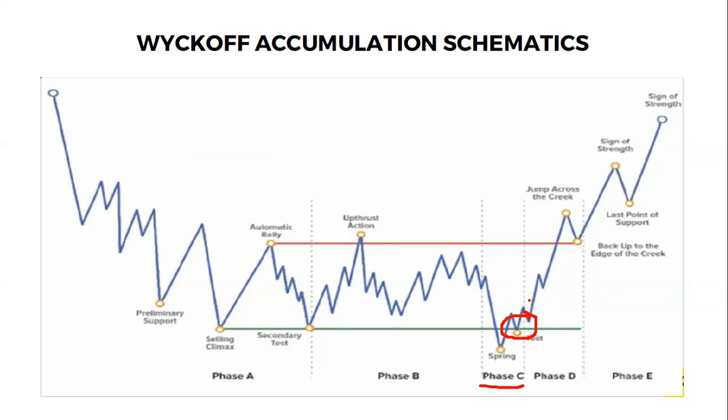Your first target after phase C can be the creek levels. You can keep your stop loss below the spring. Your first entry will be here, and the first target will be the creek levels, the resistance levels, as expected. Once that is done, you're going to get a jump across the creek, the JAC, in phase D.